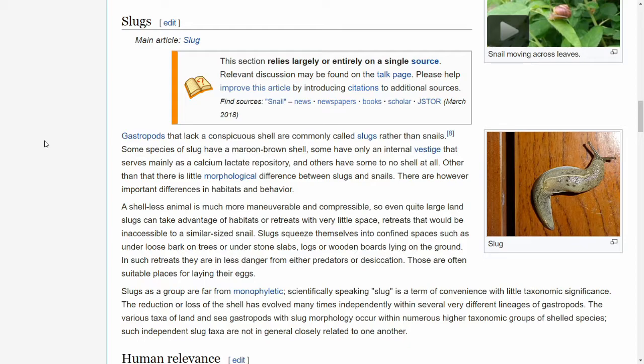A shellless animal is much more maneuverable and compressible. So even quite large land slugs can take advantage of habitats or retreats with very little space. Retreats that would be inaccessible to a similar-sized snail. Slugs squeeze themselves into confined spaces, such as under loose bark on trees or under stone slabs, logs, or wooden boards lying on the ground. In such retreats, they are in less danger from either predators or desiccation. Those are often suitable places for laying their eggs.